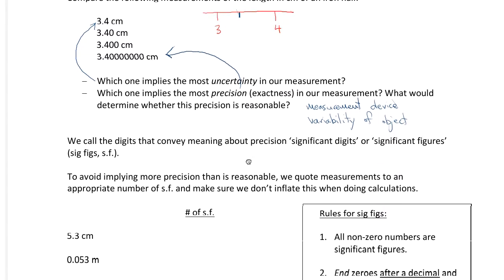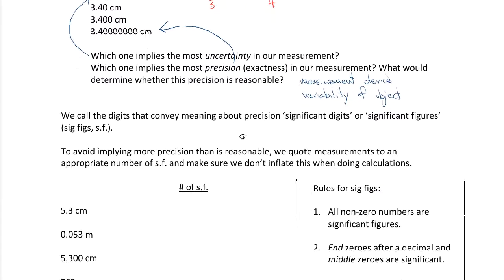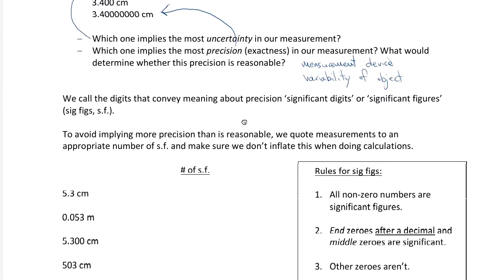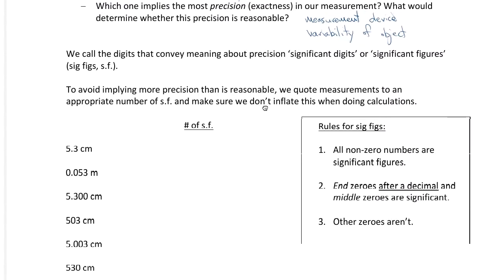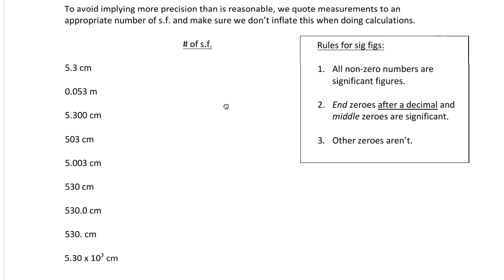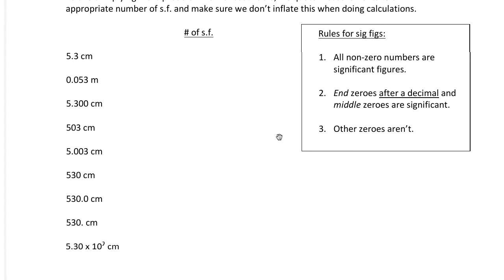We also need to be careful that we don't inflate the significant figures artificially when doing calculations. For example, just by writing down whatever our calculator spits out without thinking about it. Let's understand what digits are significant and what aren't. Here are rules for whether something is a significant figure.